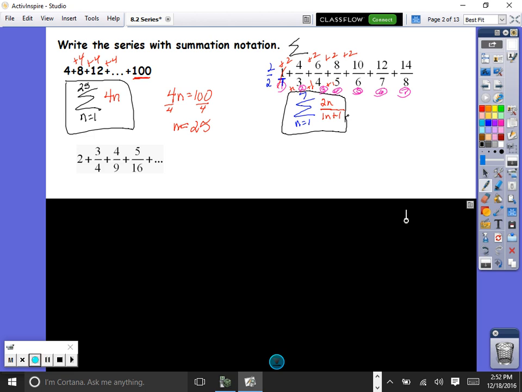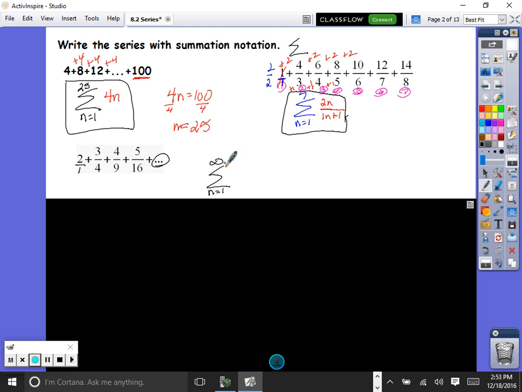Let's try another one. 2 plus 3/4 plus 4/9 plus 5/16. Again, I'd like to make this one fraction, so I'm going to change this to 2 over 1. And I'm adding them up, so I put my sigma. And I have a first term through an infinite term. This does not end.